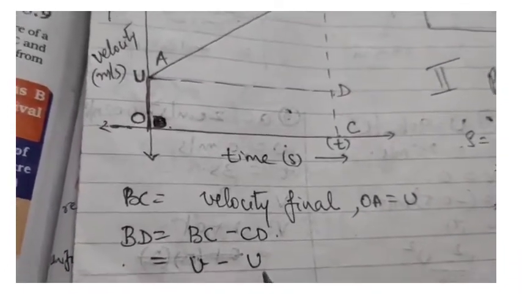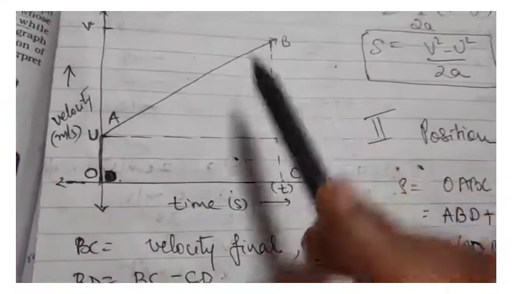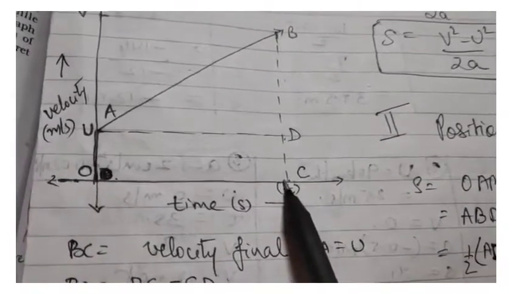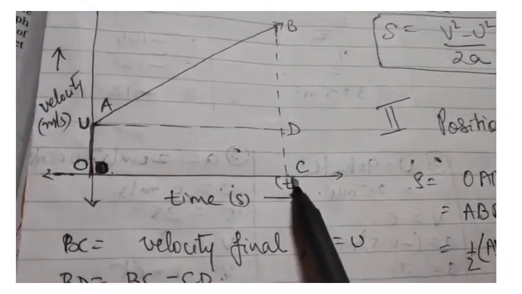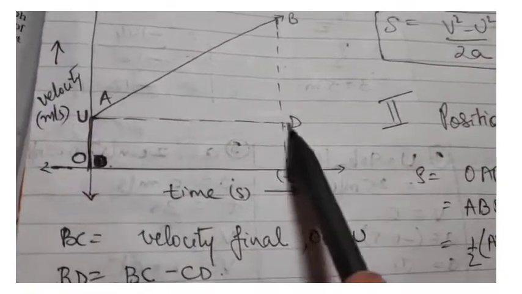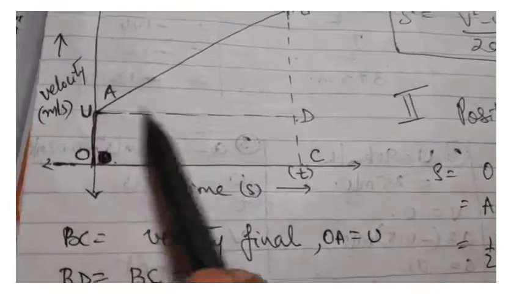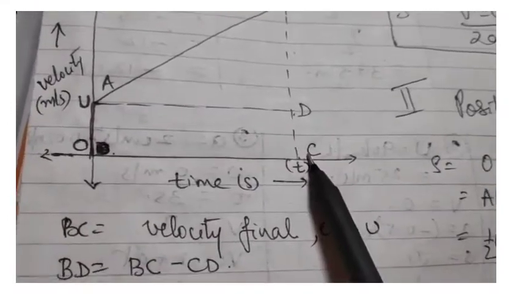Till here? Now what about OC? This movement is taking place within a given time t. We don't know what time, but we assume it to be a time t. So the OC distance will be time t. OC and AD, they both are equal. They are opposite sides of the rectangle. So AD is also t and OC is also t.